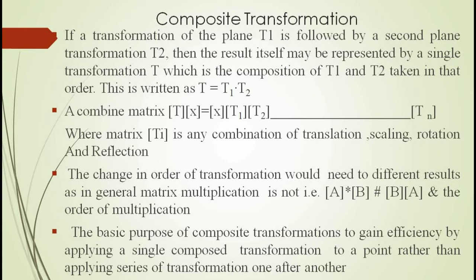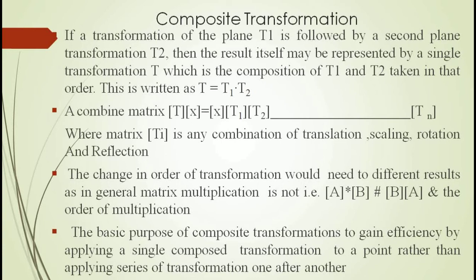In composite transformation, a transformation of the plane T1 is followed by a second plane transformation T2. Then the result itself may be represented by a single transformation T, which is the composition of T1 and T2 taken in that order. This is written as T = T1 · T2. That is, in composite transformation, T1 and T2 are composed and the result is equal to T.